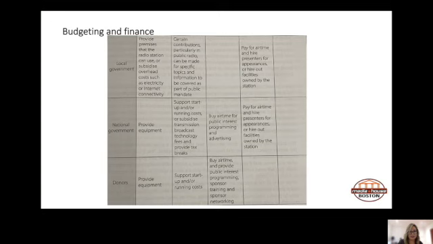Then next, the local government. In terms of value in kind, they can provide premises that the radio station can use or subsidize overhead costs such as electricity or internet connectivity. From a grants or donations point of view, the local government can make certain contributions, particularly in public radio, for specific topics and information to be covered as part of the public mandate. And then from an advertising or client-sourced revenue point of view, the local government can pay for airtime and hire presenters for appearances or hire out facilities owned by the station.